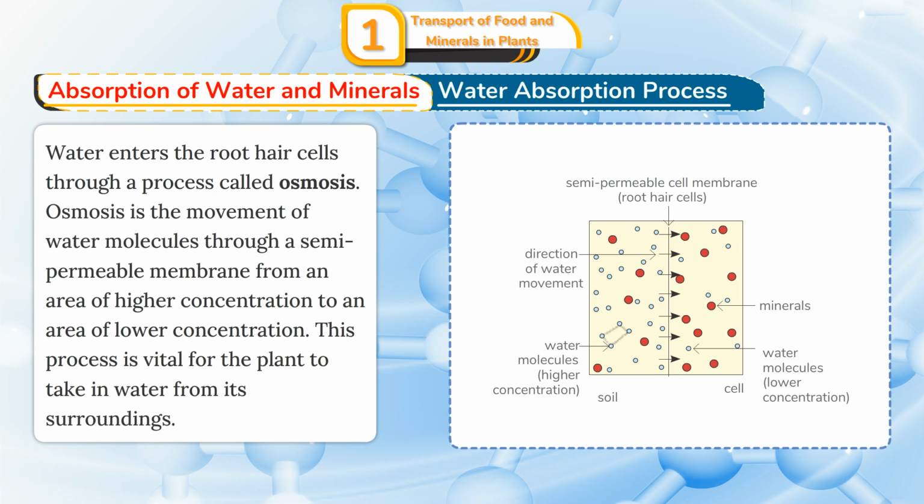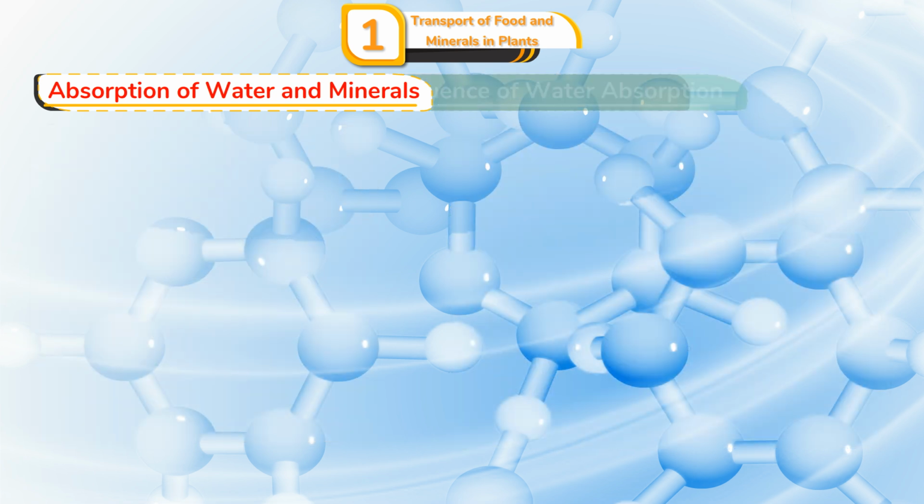Water absorption process. Water enters the root hair cells through a process called osmosis. Osmosis is the movement of water molecules through a semi-permeable membrane from an area of higher concentration to an area of lower concentration. This process is vital for the plant to take in water from its surroundings.